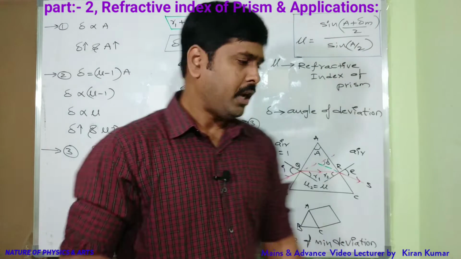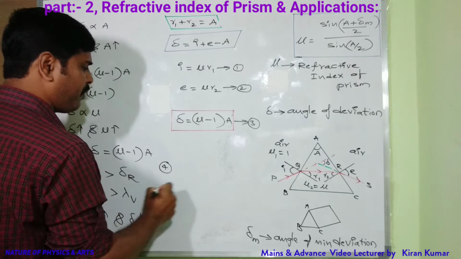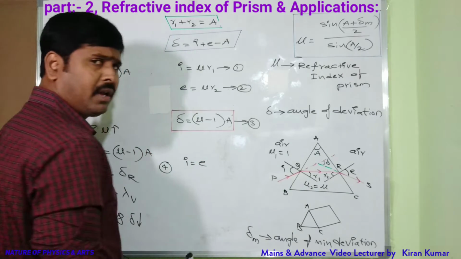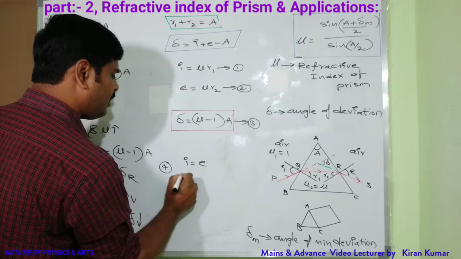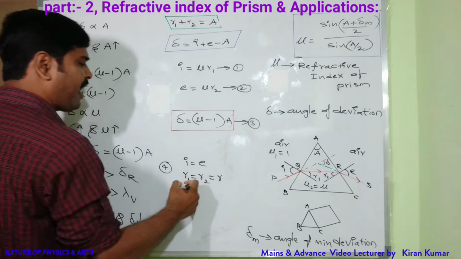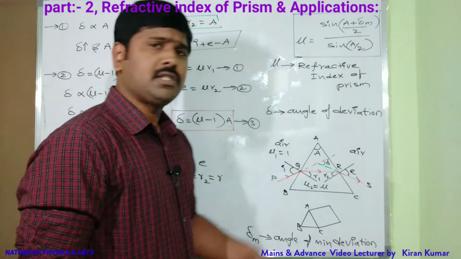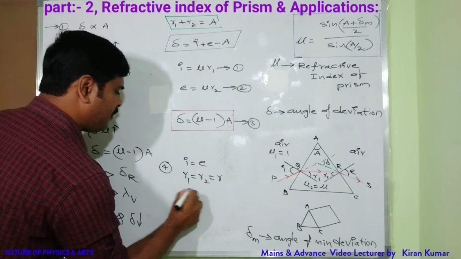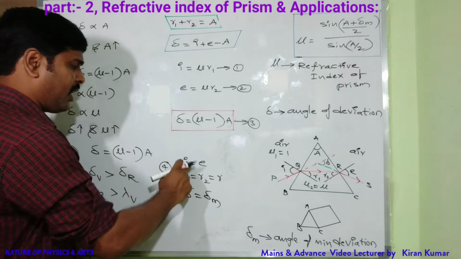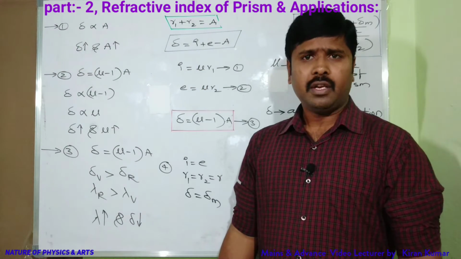Now fourth relation, this is already completed in the first part video, that is i is equal to e, angle of incident is equal to angle of emergent, and for this r1 is equal to r2 is equal to r, the angle of refraction at AB surface is equal to the angle of refraction at AC surface. Now here delta is equal to the angle of minimum deviation. For these conditions, the deviation angle is equal to the angle of minimum deviation.